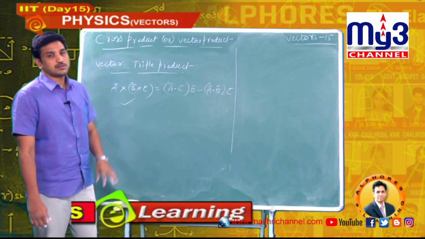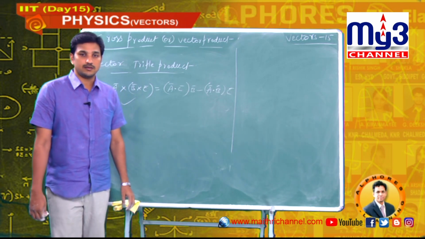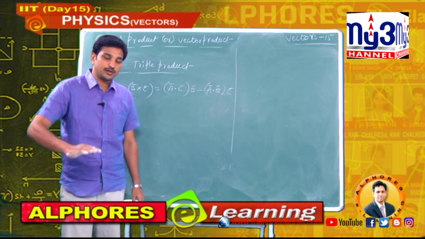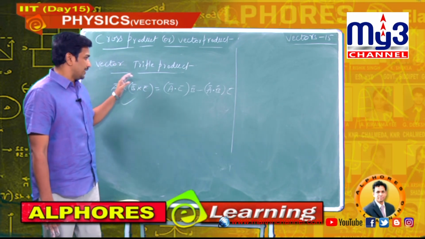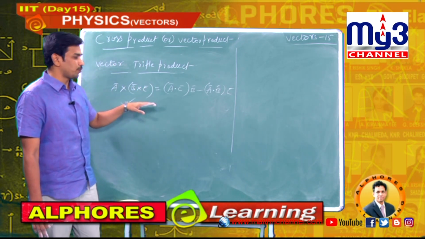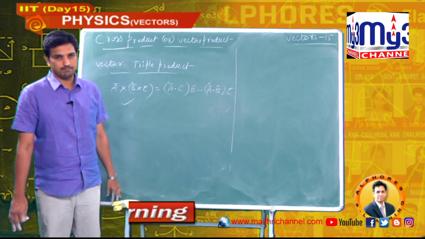So fundamental in our syllabus is that you try to calculate the cross product. You try to understand how we are going to calculate the cross product. Next is the scalar triple product and the vector triple product. It's useful in second year. It's not there in the first year.